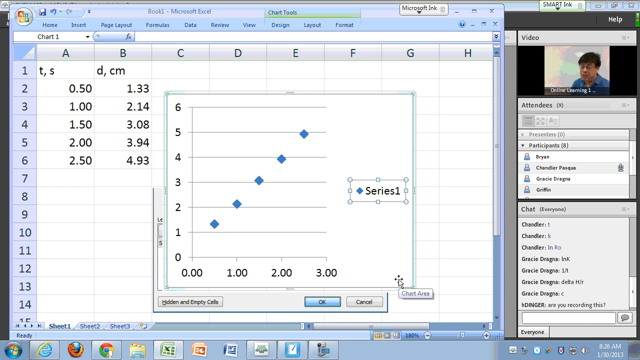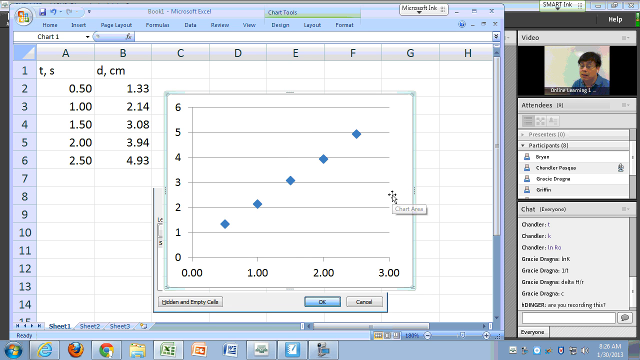Now, if you're just showing one thing on your graph, you really don't need a legend. So what you need to do is click on that legend and then just hit the delete button on your keyboard. That gets rid of that, so you don't need that.